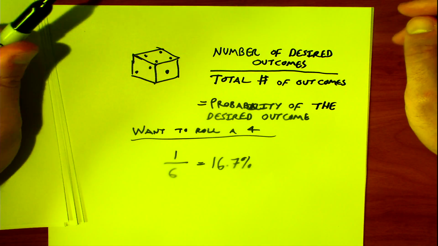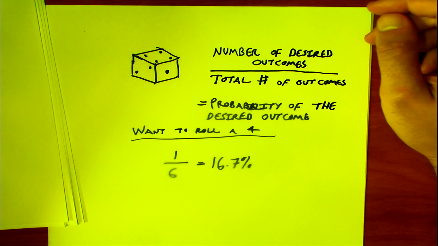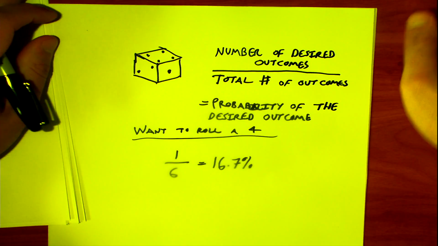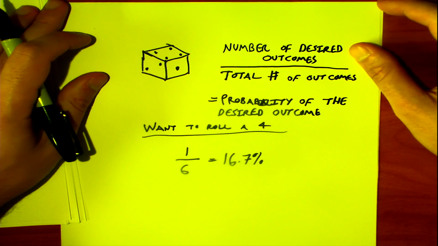Which means if you're looking at it from a percentage view, if I roll that die 100 times, about 16 or 17 of those times I should get a 4. All right, so it's relatively straightforward.